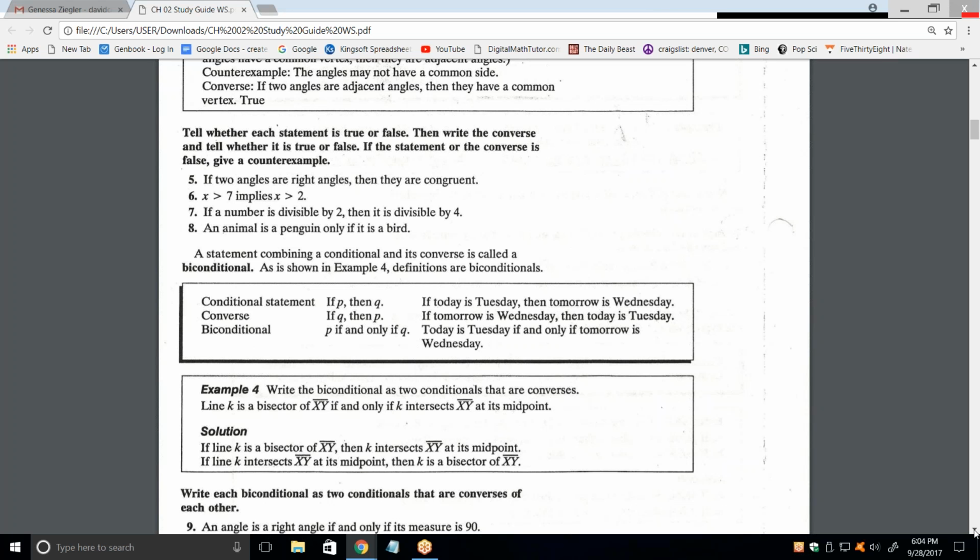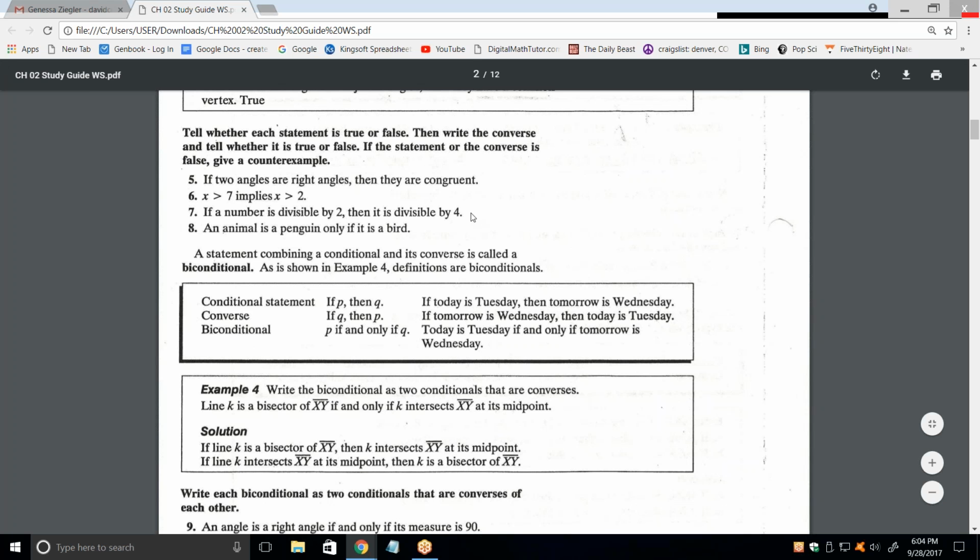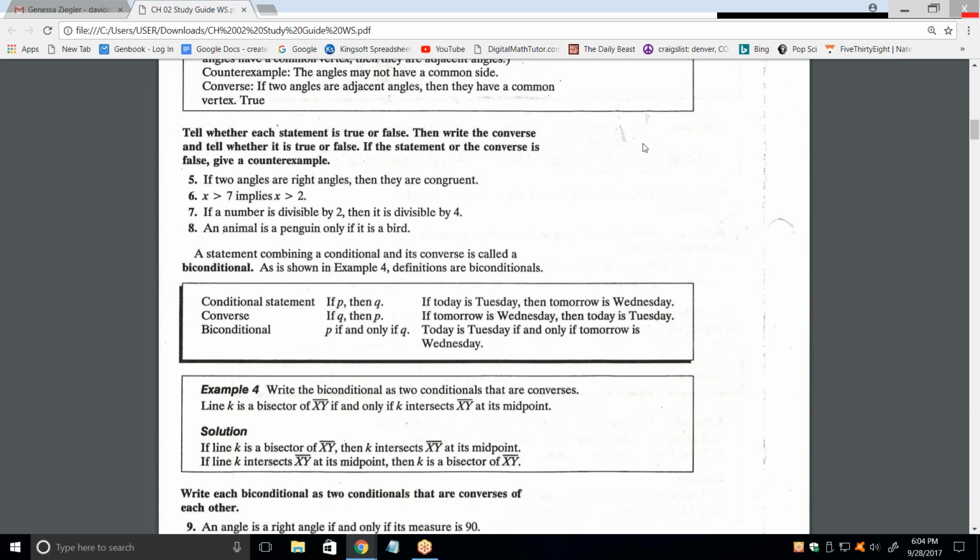Okay, what's the converse say? If a number is divisible by 4, then it's divisible by 2. Is that true or false? True. That is true. And that's worth knowing, actually, for math, that if a number is divisible by 4, then it is by definition divisible by 2.